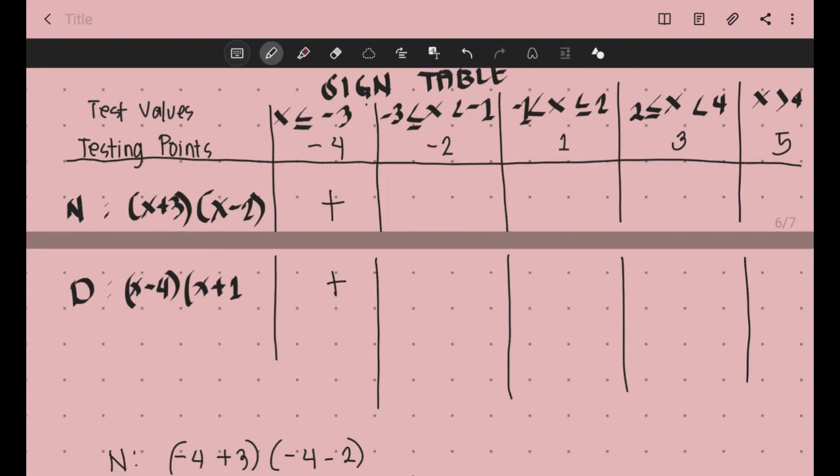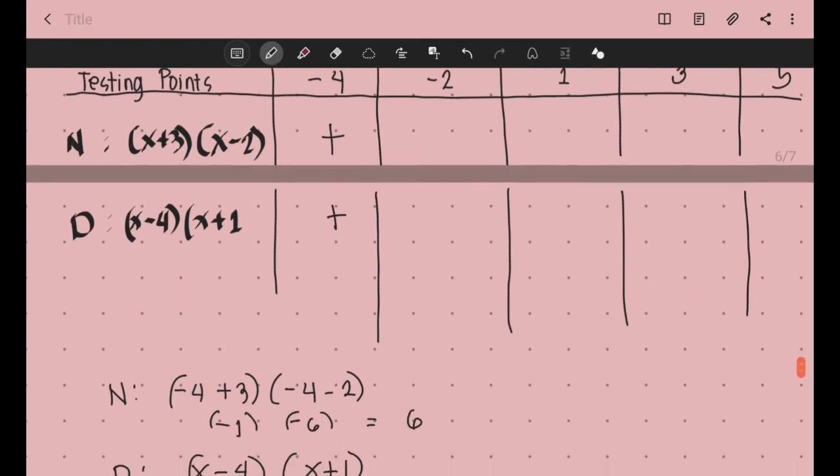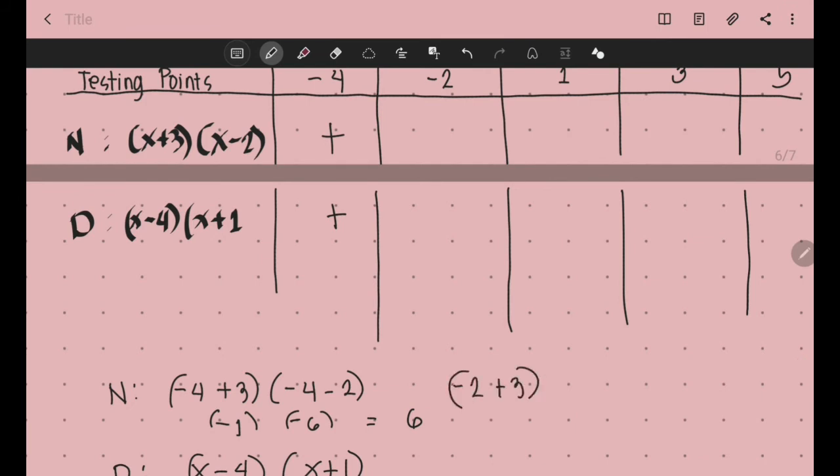Our next testing point, we have negative 2. So, we have to substitute negative 2 to our numerator and denominator and tignan natin kung it will result as a negative or a positive. So, let us have negative 2 for our numerator. We have negative 2 plus 3 multiplied by negative 2 minus 2. So, negative 2 plus 3 is positive 1.